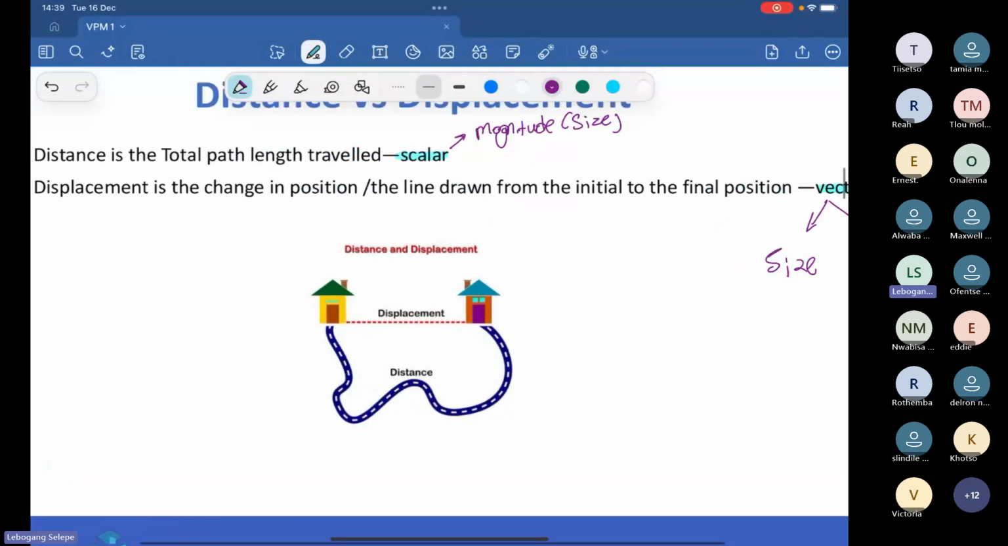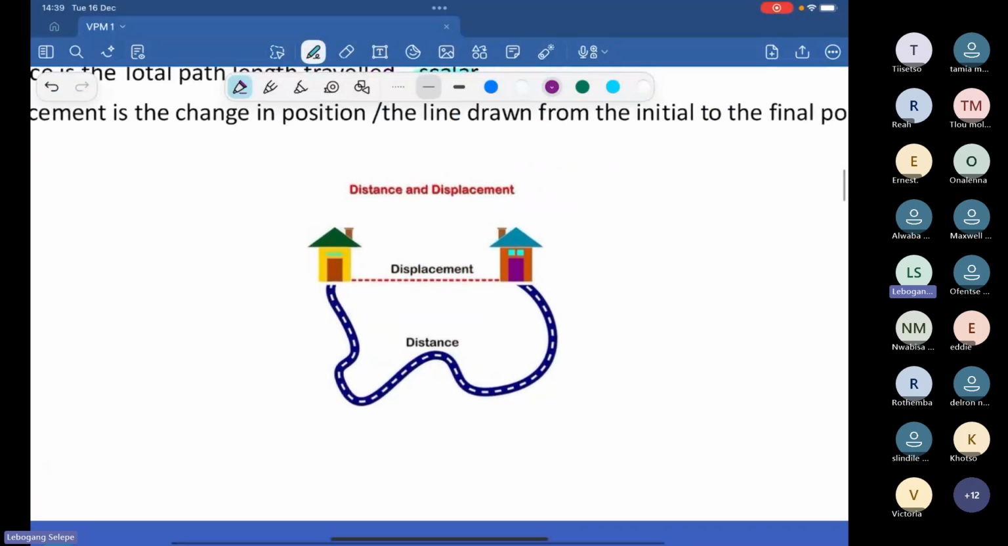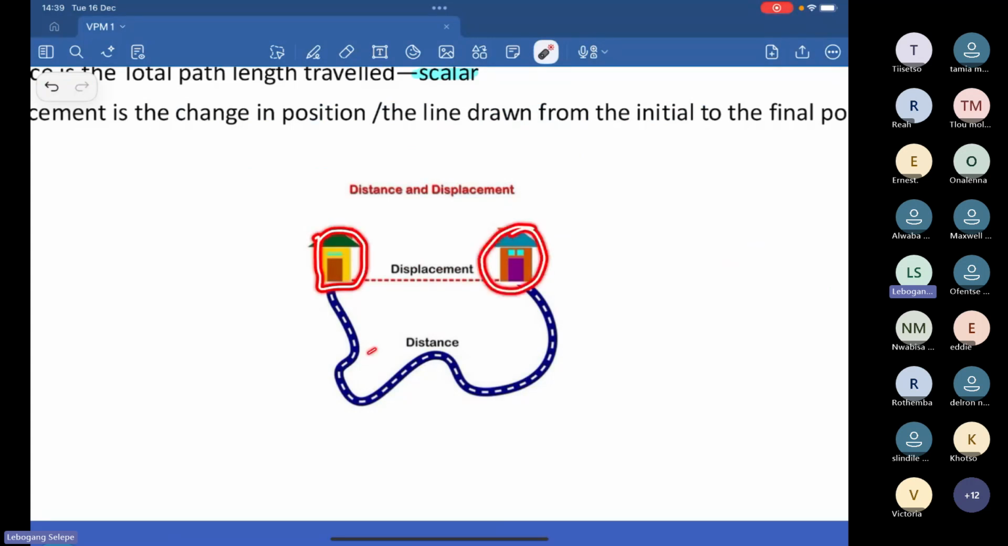So as you can see here, there's an illustration of the difference between distance and displacement. So let's say you are here at your home and this is your friend's house. You travel via this blue path to get to your friend's house. This blue path that you traveled, the exact path that you followed, would be your distance, right? But your displacement would be the straight line drawn between your initial position and your final position, right?